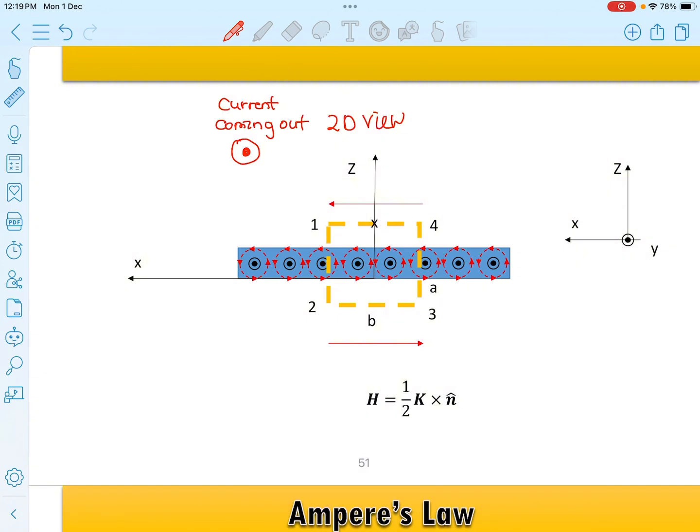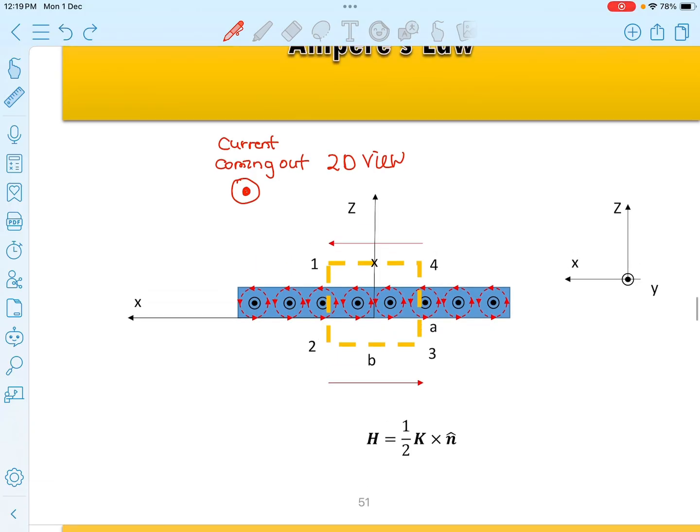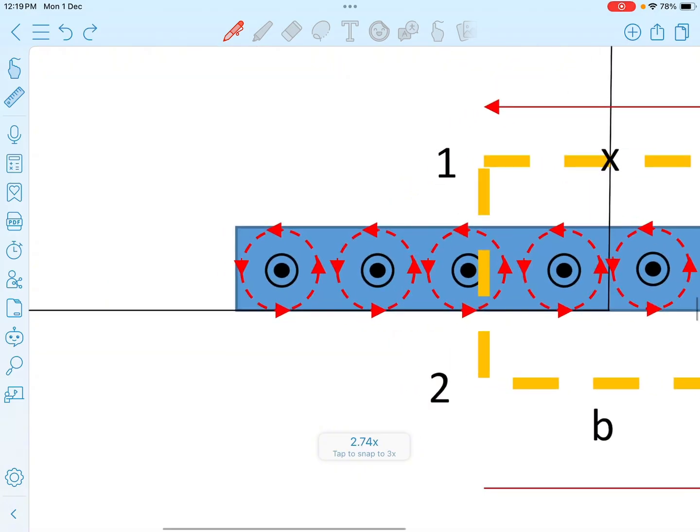Current coming out, pointing to you. And there are so many current filaments: 1, 2, 3, 4, 5, 6, 7, and many more. All of these represent the current filaments, the current density.